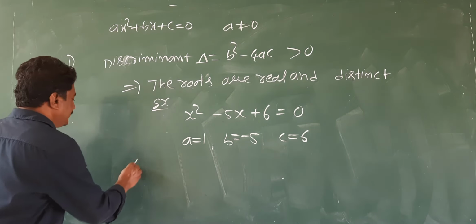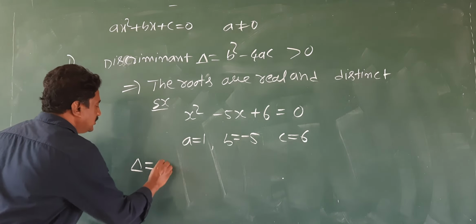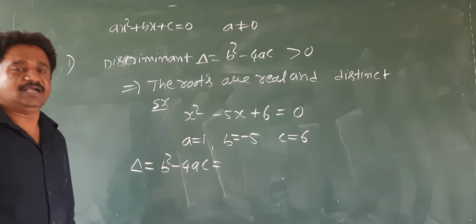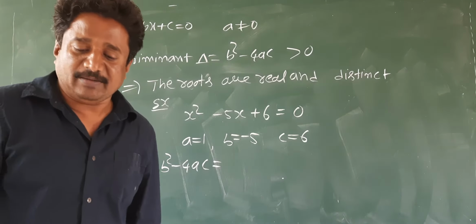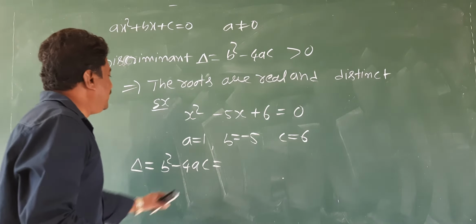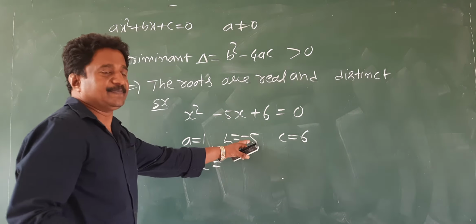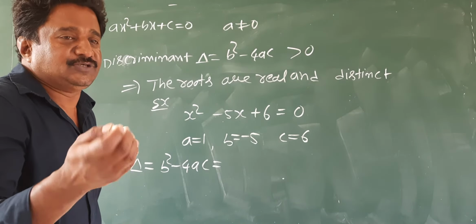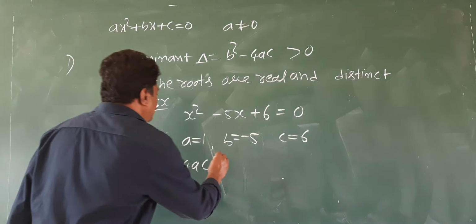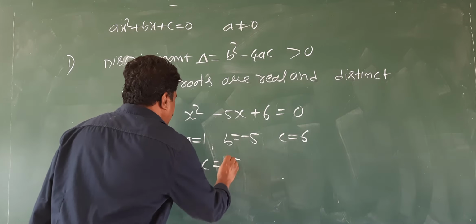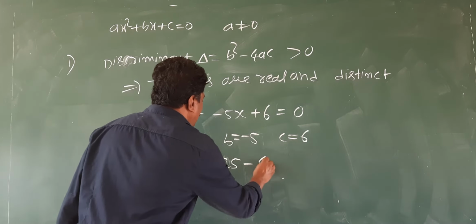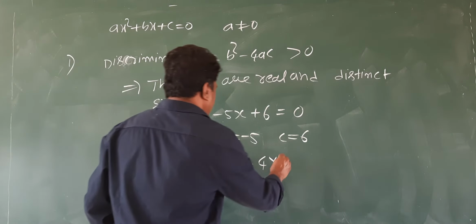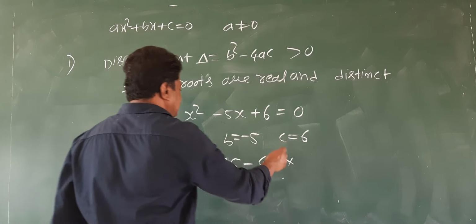So delta equals b square minus 4ac. b is minus 5. b square is minus 5 whole square. It is 25. So 25 minus 4 into a. Tell me the a value, students. 1 into c is 6.